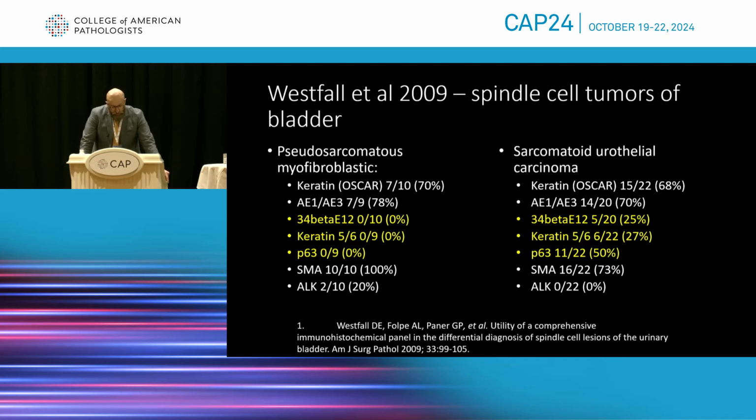And here was another study where they looked at spindle cell lesions of the bladder specifically and compared myofibroblastic proliferations and sarcomatoid carcinomas. And again, I highlighted in yellow the ones there that were differential between the two. So there was no high molecular weight keratin or P63 in the myofibroblastic proliferations. And there was some in sarcomatoid carcinomas, although this one showed actually a lower percentage of positivity than the previous one that I just showed.